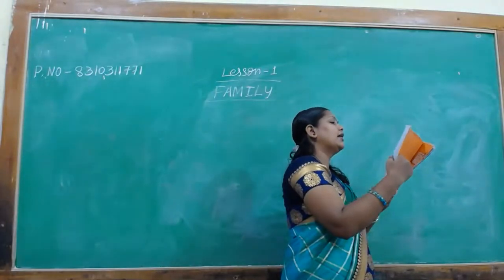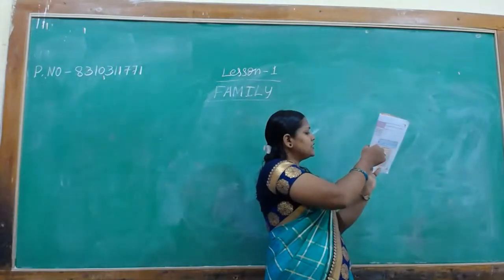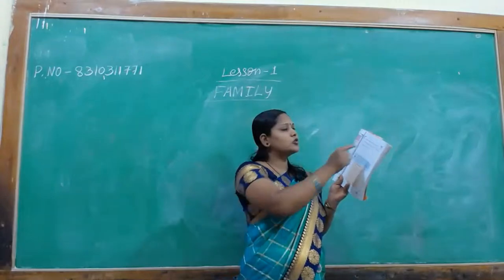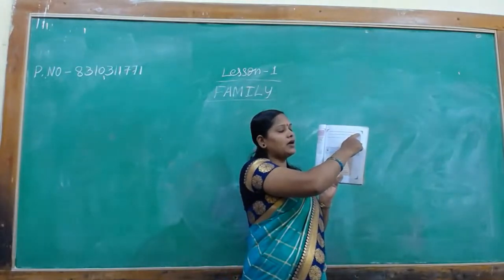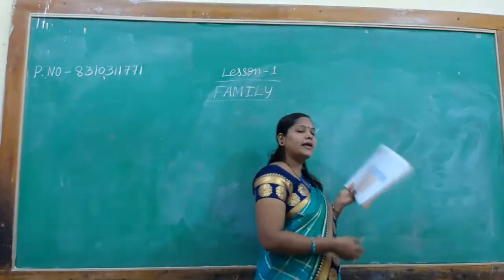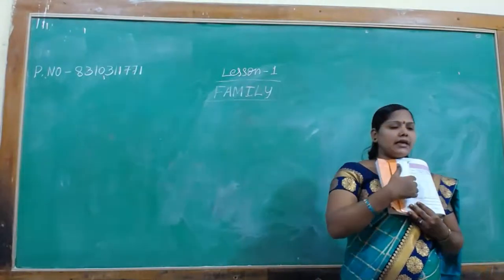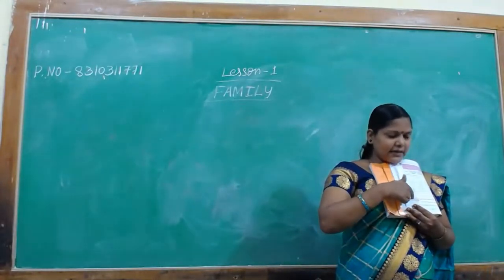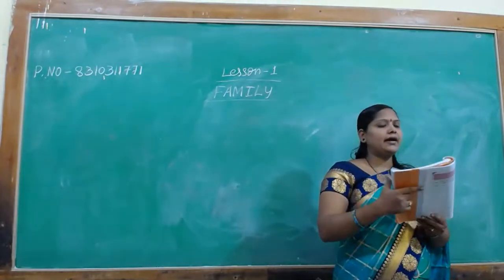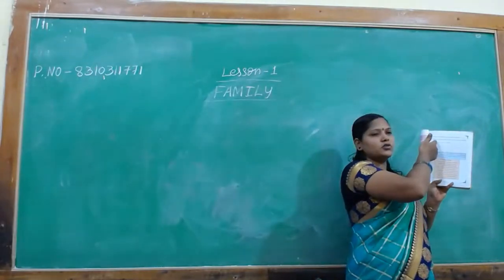Second, generation. How many generations? Number of families which have only two generations. You should write the number here. And the number of families which have more than two generations. In this activity we have to see how many generations are there, count the families with two generations and with more than two generations, and write the answer.